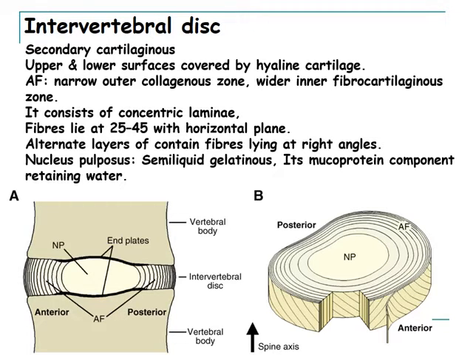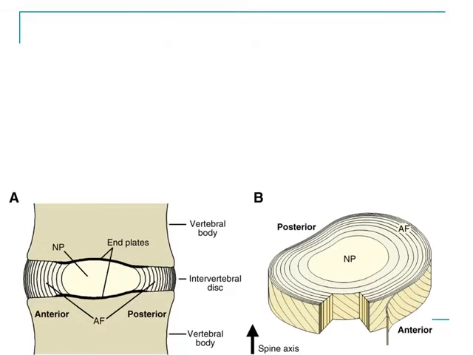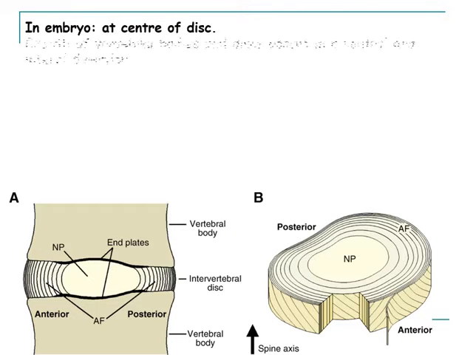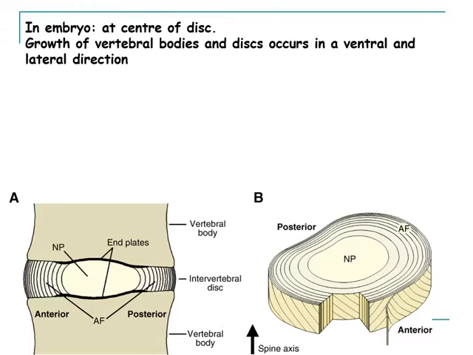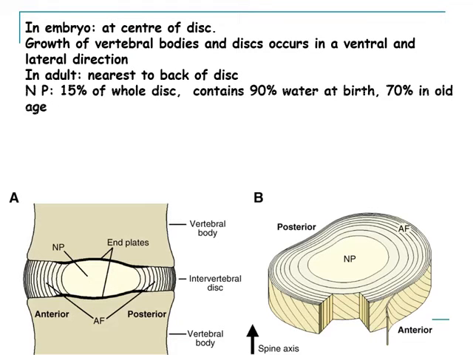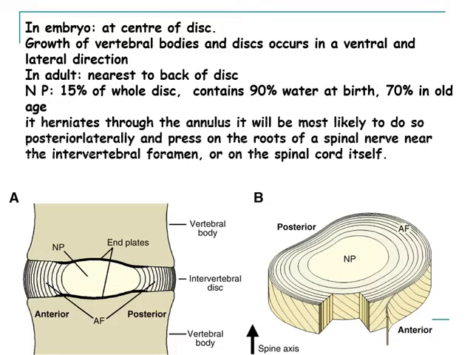The nucleus pulposus is semi-liquid, gelatinous, and consists of mucoprotein and water. In the embryo, the nucleus pulposus lies in the center of the intervertebral disc. However, during growth, expansion occurs from the ventral aspect and the lateral aspect. That's why in the adult, the nucleus pulposus is nearer to the back of the disc. It constitutes about 15% of the whole disc. At birth, 90% of its content is water. It will decrease with age. By old age, it will constitute about 70%.